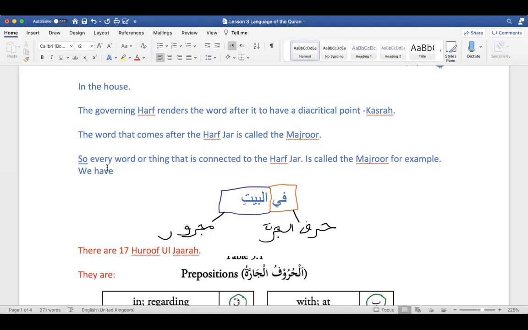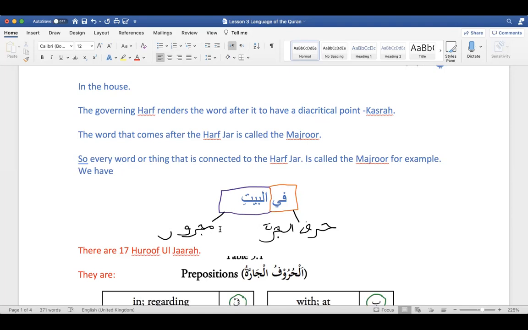Yeah, so look, every word or thing that is connected to the harful jar is called the majroor. For example, we have fil bayti. So this fi in the orange box is the harful jar, right? And the bayti, al-bayti, is the majroor. Let me see if I can rewrite this for you guys.